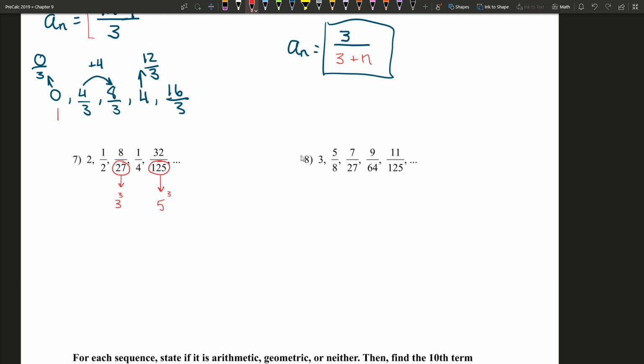And then in the numerators, 8 is 2 cubed, and 32 is 2 to the 5th. Okay, so there are some things that you should notice. On the 5th term, we're using 5 to the 3rd in the denominator. On the 5th term, we're doing 2 to the 5th in the numerator. On the 3rd term, we're doing 2 to the 3rd. And in the denominator, we're doing 3 to the 3rd.